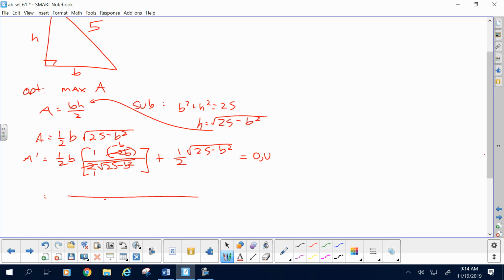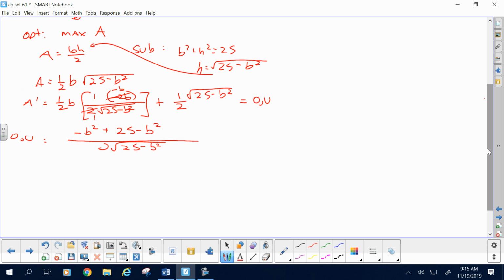The common denominator seems to be 2 root 25 minus b squared. What is the numerator here? If I divide out a 2, I get negative b squared, yeah? And this, you had the 2, so you just multiply the top and bottom by root 25 minus b squared, which gives you a normal 25 minus b squared. Is that what you had when you put it together?